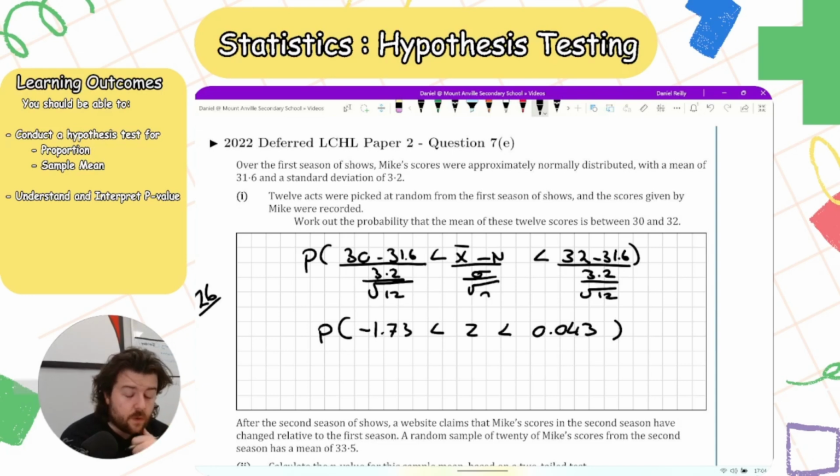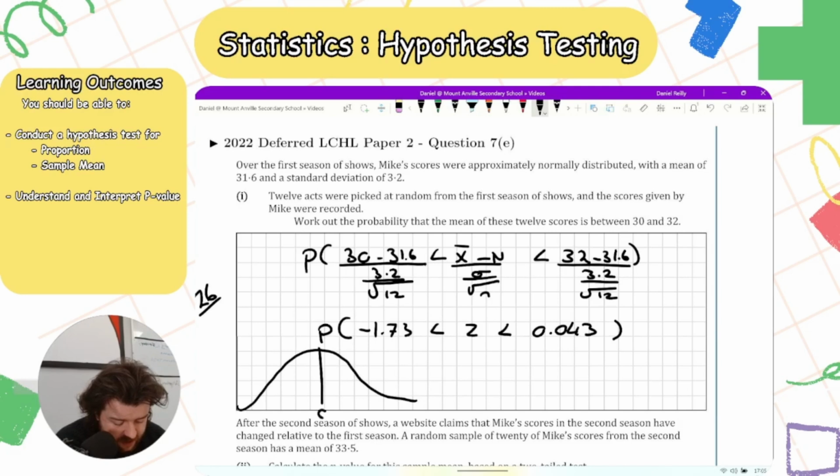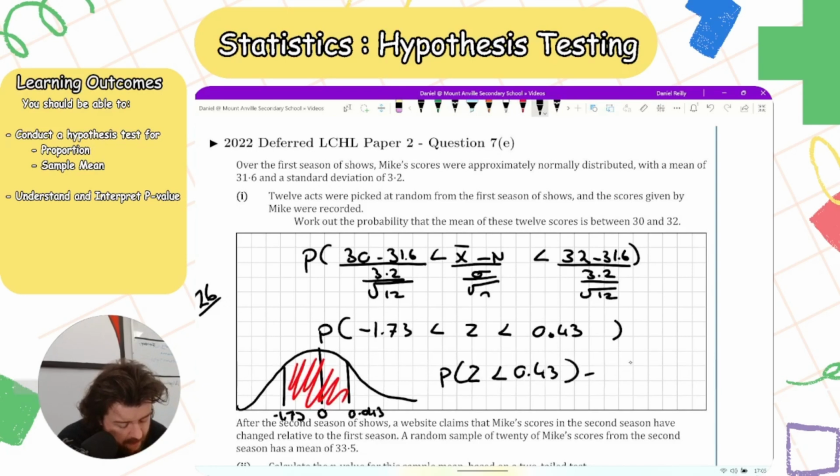Right, so I'm just checking my scores there. So what's the probability of this? Draw out our normal distribution. There's 0, minus 1.73 is over here, 0.43 is over here. I need to find this area. So that's just going to be the probability that Z is less than 0.43 minus the probability that Z is less than minus 1.73, which is just 1 minus the probability that Z is less than positive 1.73.